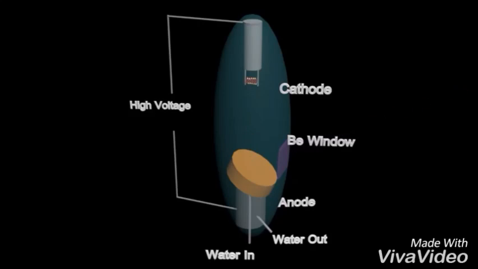As the electrons interact with the anode, X-rays are emitted. The generated X-rays leave the tube through a beryllium window. This material is used because it has a low atomic number, and therefore it doesn't absorb much of the X-rays.